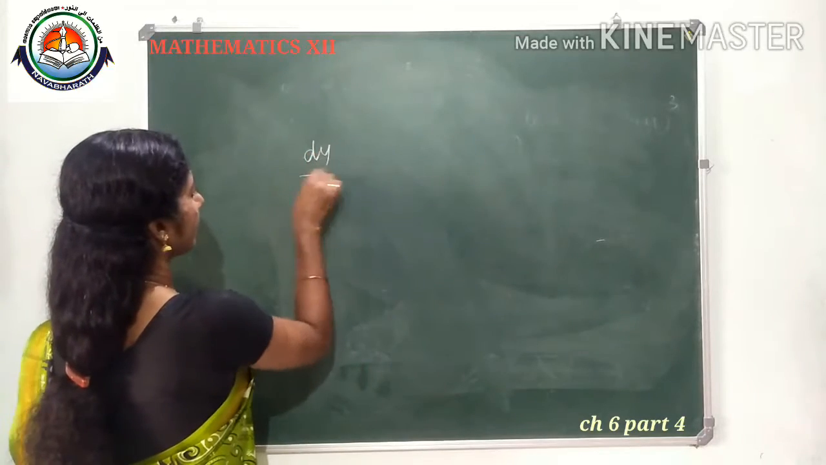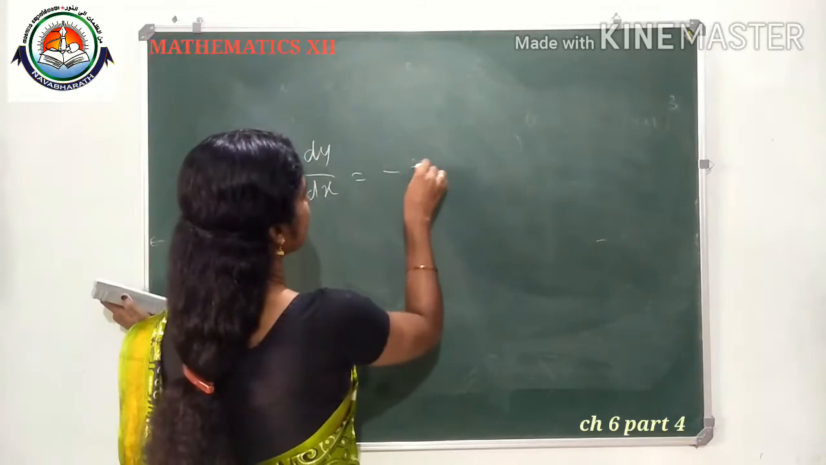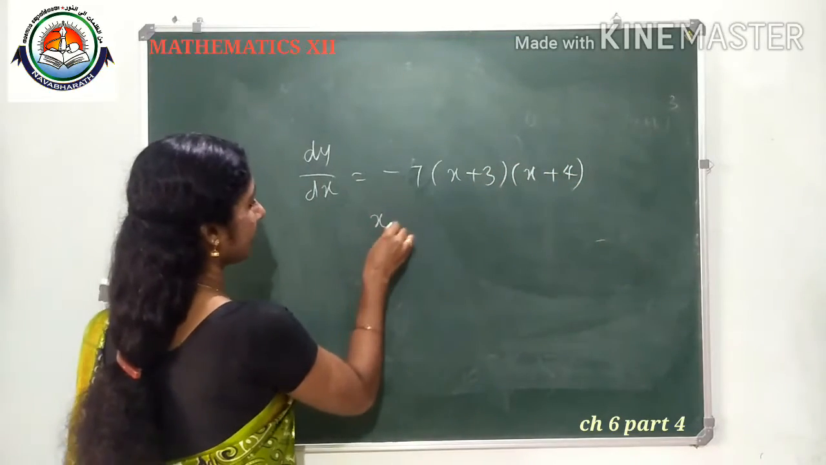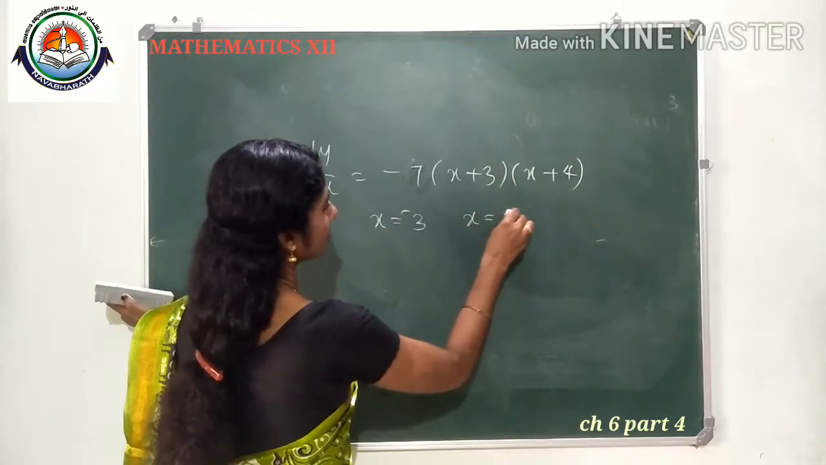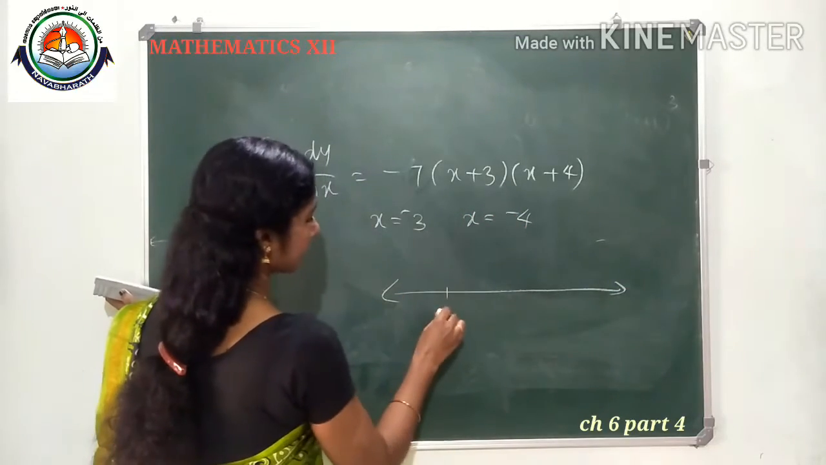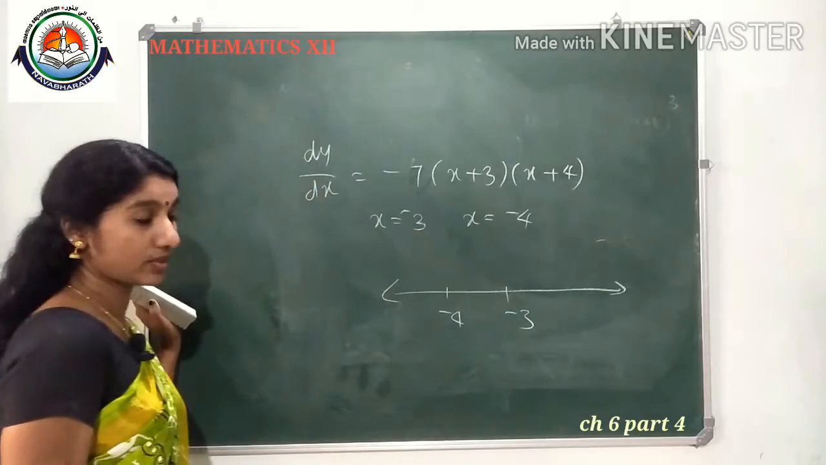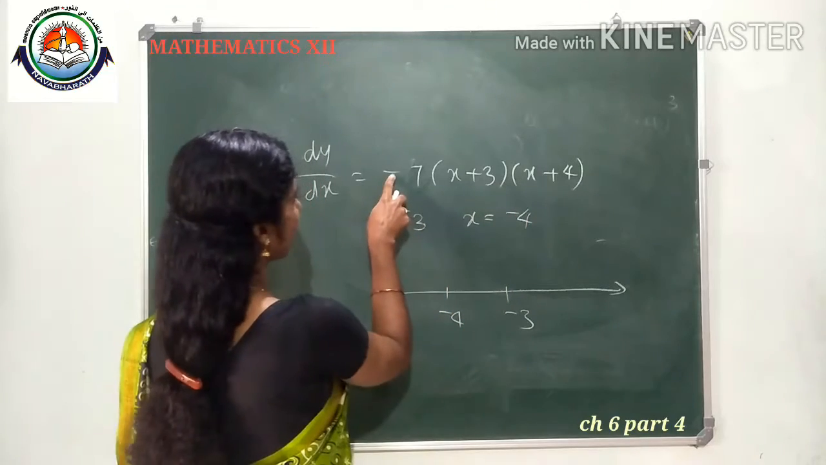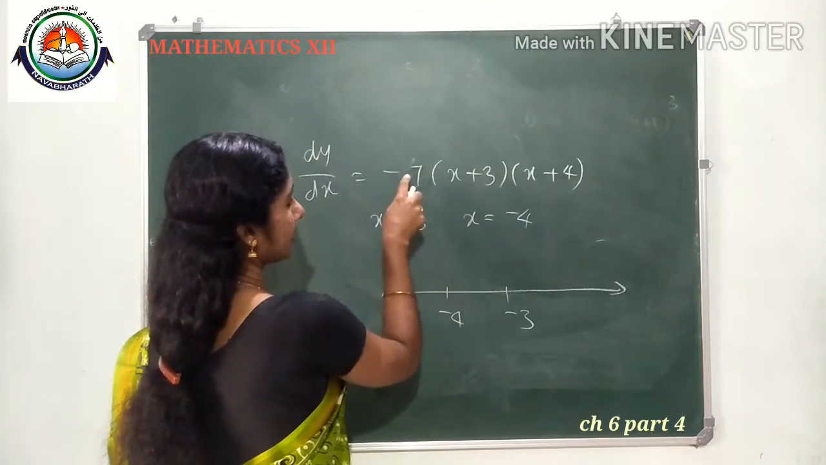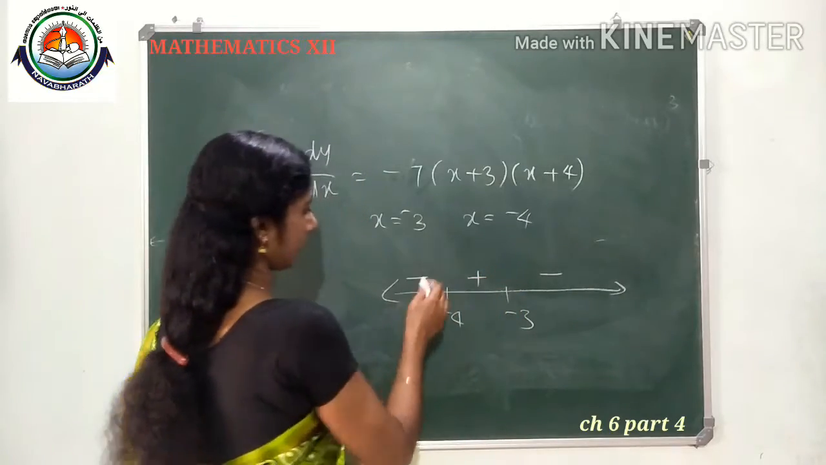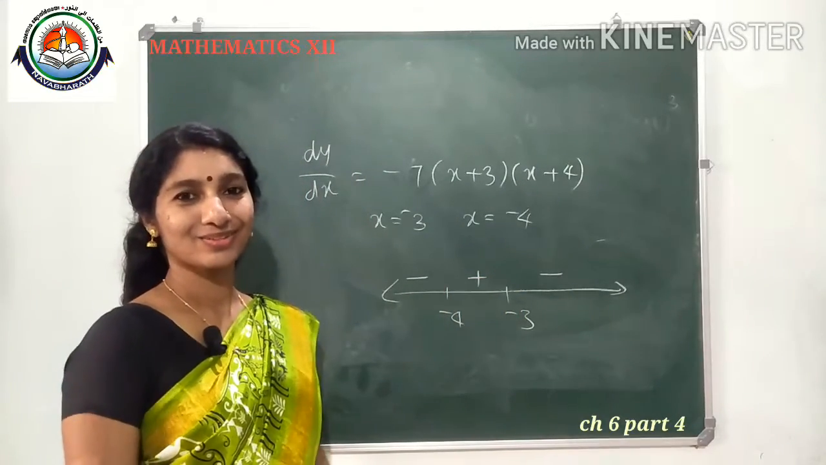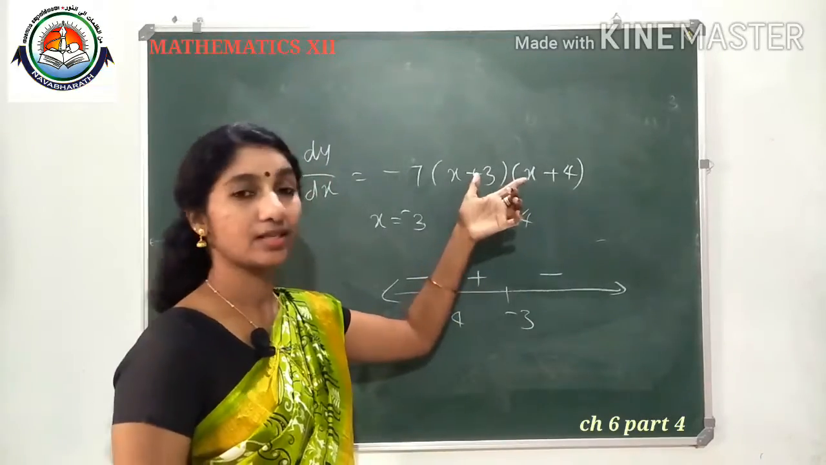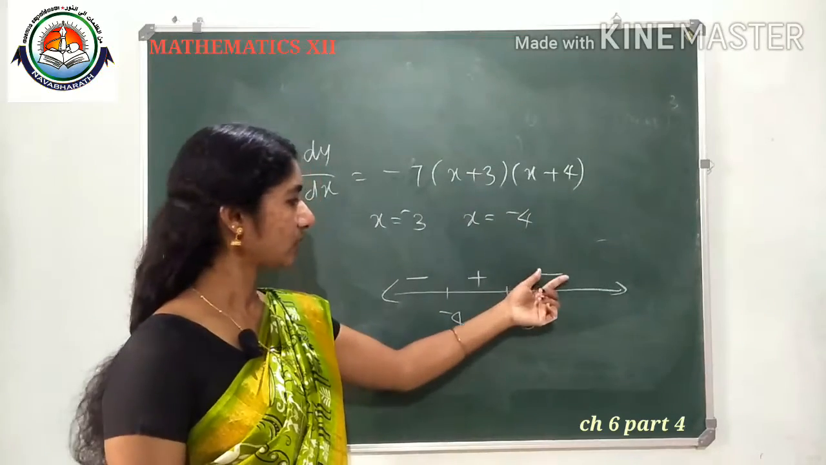Suppose one derivative dy by dx, we got it as minus 7 into (x plus 3) into (x plus 4). So we are getting x equal to minus 3 and x equal to minus 4 as the critical points. When marking x equal to minus 3 and minus 4 on this one, we will get 3 intervals. So here the coefficient of the highest degree term is negative. So negative, positive, negative. Like this. So no need of substituting a value in each interval. Otherwise, you can take one value and substitute here, you can check whether it is positive or negative. Here we got it as negative.